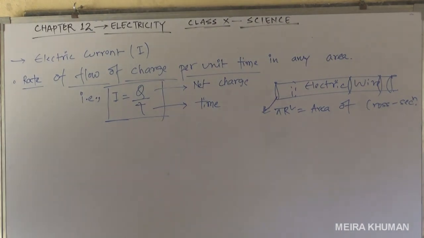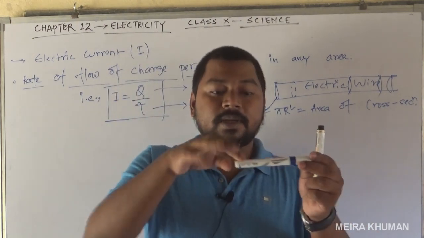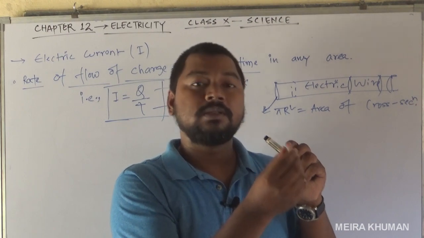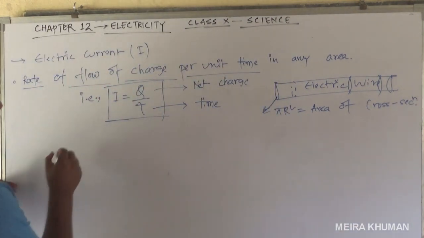For better understanding, let us see. Say this is a marker. See, this whole is the length of the marker. This part is what we call the cross-sectional area of that particular marker. Clear that much? Now coming to the SI unit of electric current.